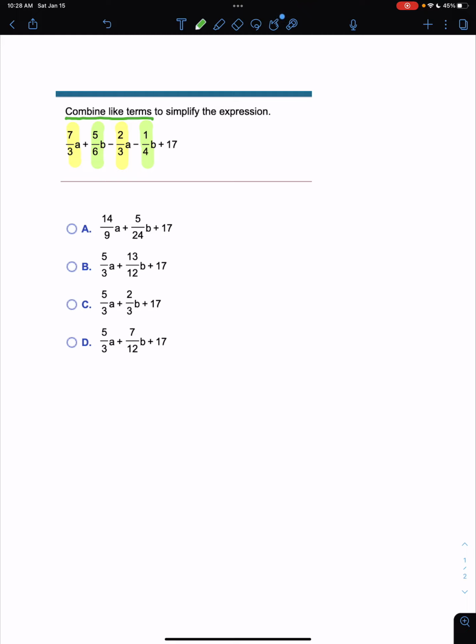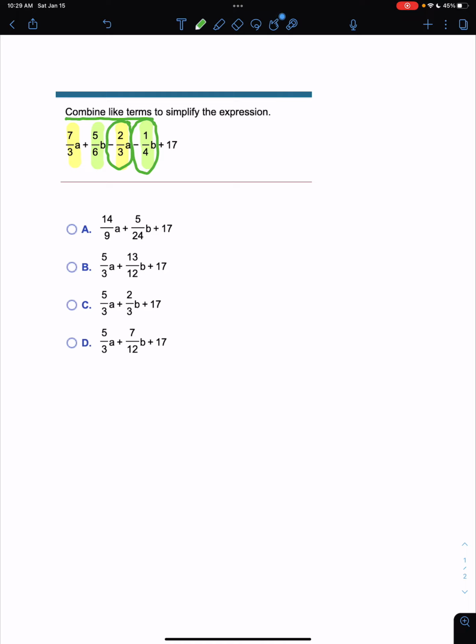So I'm going to group them together. Now, this is called the associative property. So we can associate different variables together. We can also move them around, but we can't switch the order because we've got subtraction involved here. So we're subtracting this 2/3 A, and we're also subtracting this 1/4 B. So we can't change the order, but we can group the A's together and group the B's together.